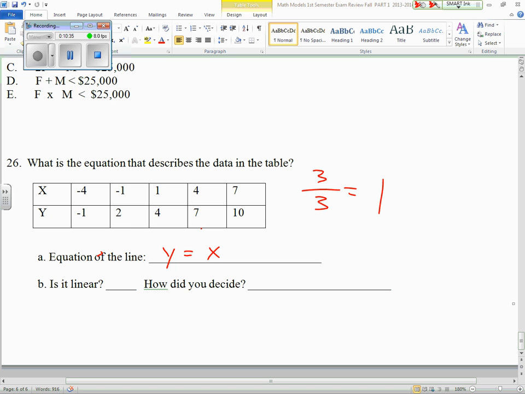So our 0 is going to be halfway between -1 and 1. So what's halfway between 2 and 4? 3. So our y-intercept is (0, 3). So y equals x plus 3. Is it linear? Yes. How do we know? Because it's increasing at a constant rate. Constant rate of change.